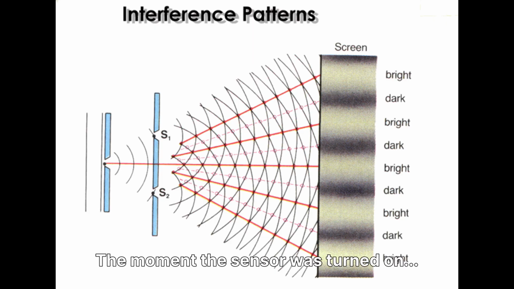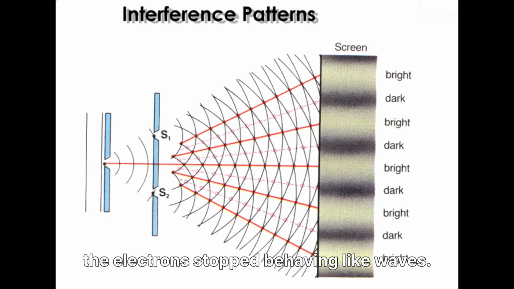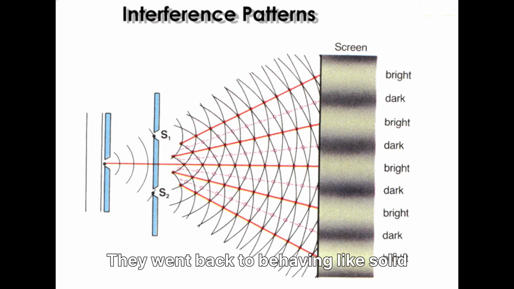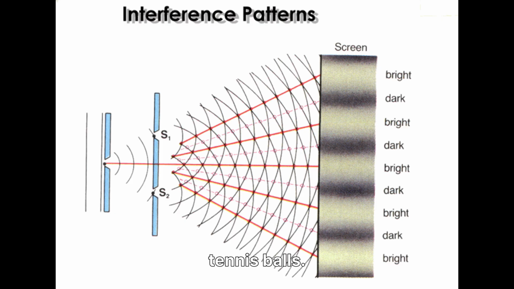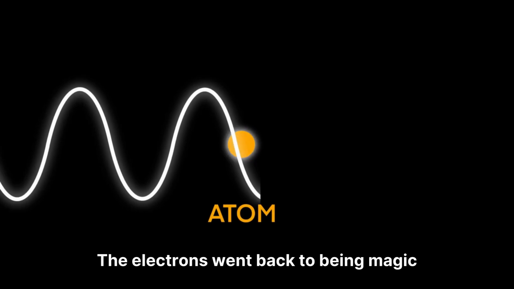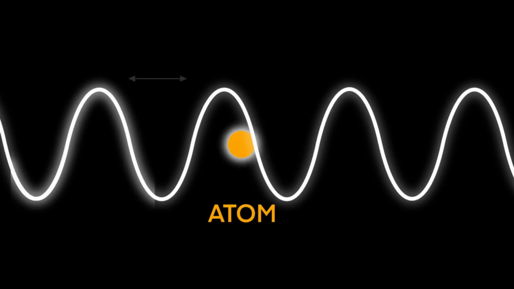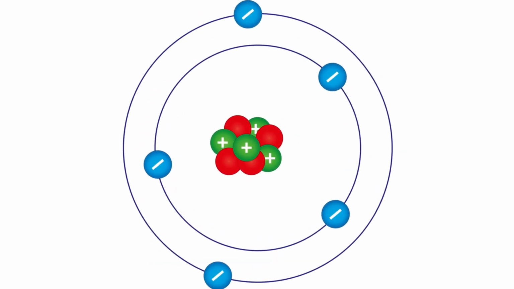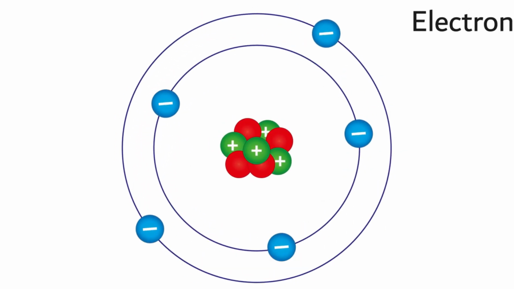The moment the sensor was turned on, the electrons stopped behaving like waves. They went back to behaving like solid tennis balls. They formed 2 simple lines on the back wall. When the scientists turned the camera off, the electrons went back to being magic waves. When they turned the camera on, the electrons went back to being solid matter.